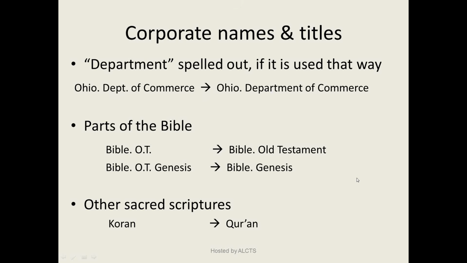There's a big change for parts of the Bible. For one thing, we will spell out Old Testament and New Testament when the access point is just for that testament. But when we have an access point for an individual book of the Bible, such as Genesis, we will no longer include the intervening Old Testament or New Testament. It'll just be Bible, Genesis. And the spelling for the Quran will be changed. There are many more changes in access points that I think are less noticeable and less significant. I'm really just hitting the highlights here.